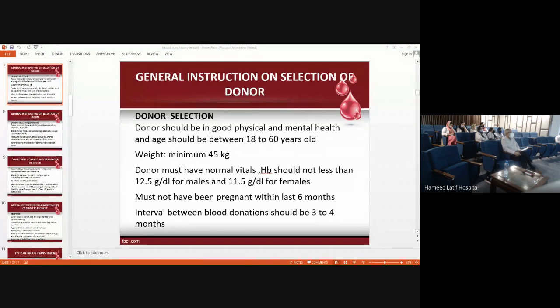TRALI is the transfusion-related acute lung injury. It presents as acute respiratory distress either during or within 6 hours of transfusion.